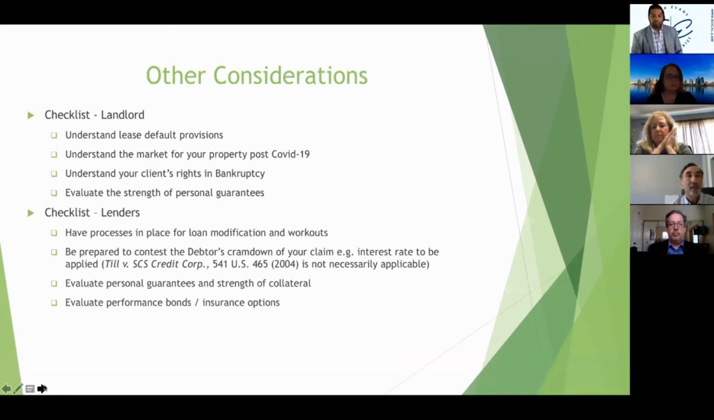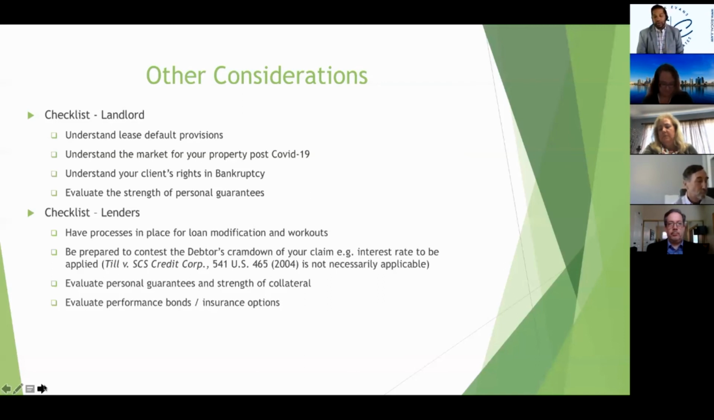AJ, or anyone, want to jump in and talk about input from a landlord's perspective, or what you do with your landlord? Yeah, and I think this touches on what we were saying earlier. From the landlord side, you need to understand what the market for your property is going to be post-COVID. And I think as bankruptcy practitioners, we're in this very unique situation where we're the only attorneys that are comfortable with Excel spreadsheets and numbers.